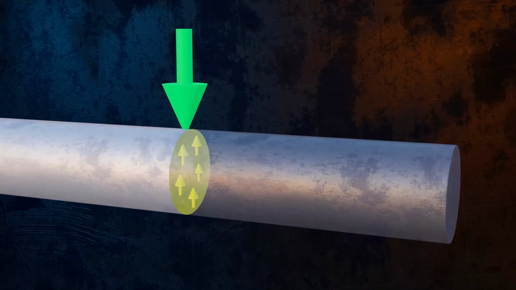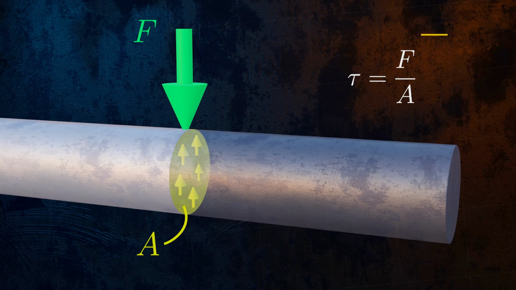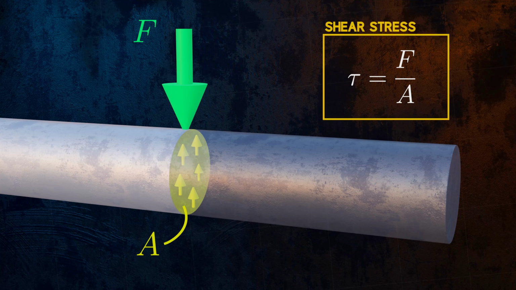Once again, it is helpful to use the concept of stress to talk about the internal shear forces within the bar. Shear stress is denoted by the Greek letter tau and can be calculated in a similar way to normal stress as the applied force F divided by the cross-sectional area A. This is actually an average shear stress, since the internal forces will not be distributed evenly across the cross-section.